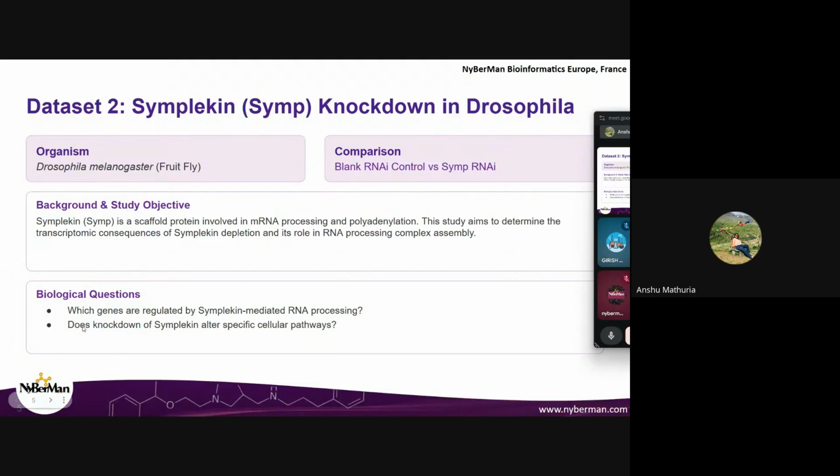And the next question asks, does knockdown of symplekin alter any specific cellular pathway? Once you understand the genes, you put them in the gene ontology website where you can check whether the genes that are getting knocked out or underexpressed in these conditions are leading to any problem in the cellular pathways. So you have to analyze it functionally, annotate it, and then you can understand if there is any effect in the pathway or any enrichment effect happening.